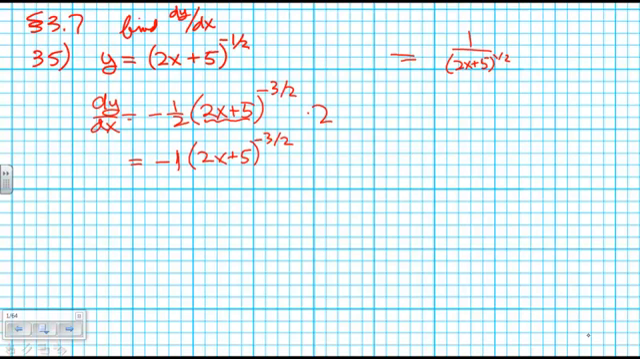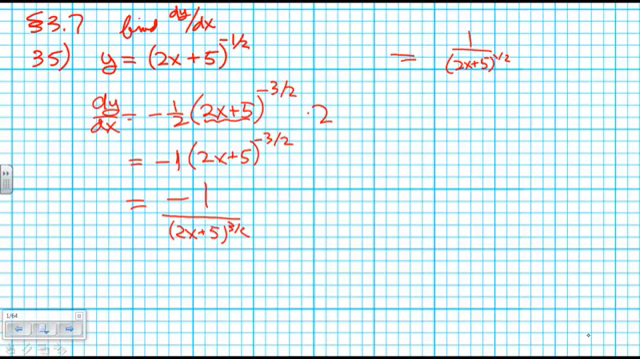No, like the answer. Can you write this answer down as negative 1 over (2x plus 5) to the 3/2? Yeah, that's perfectly fine. And I wouldn't be surprised that on some of the multiple choice questions, that's exactly what they do. All right, so there's 35.